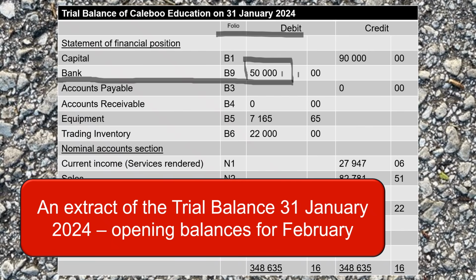I'll say that again. When you do general ledger accounts, the first thing you look for is an opening balance. The opening balance can be given to you in a question paper as an extract of the trial balance, what you have in front of you, or they can just mention in the information the opening balance is the following. But look for the opening balance when you do a general ledger account. So here we have the opening balance of bank. It's 50,000. We're doing the transactions for February.